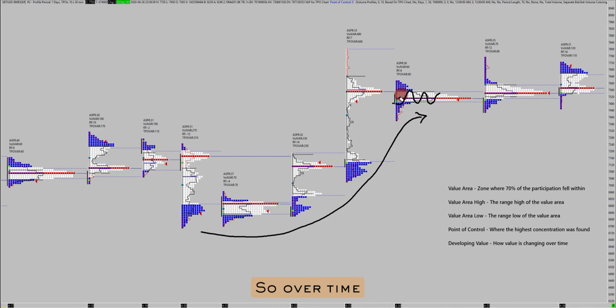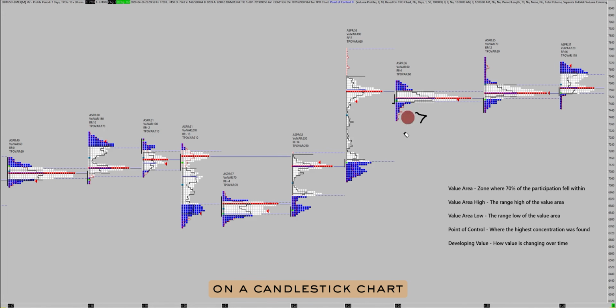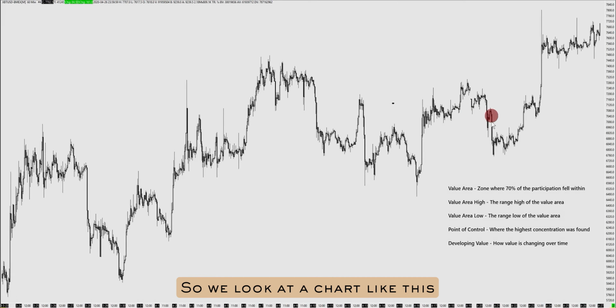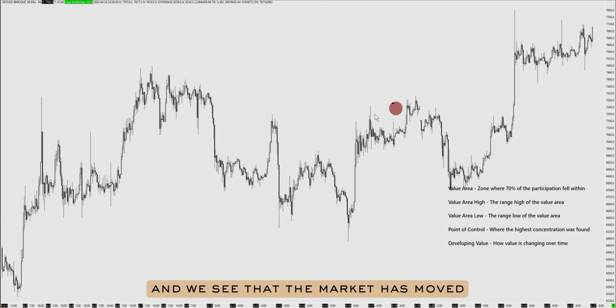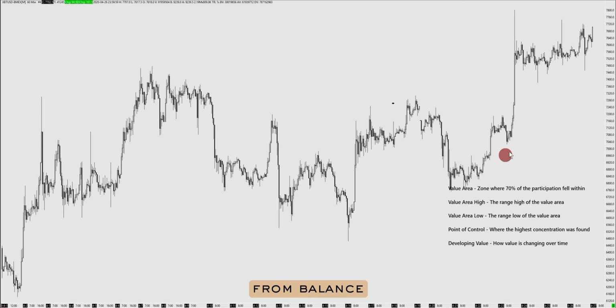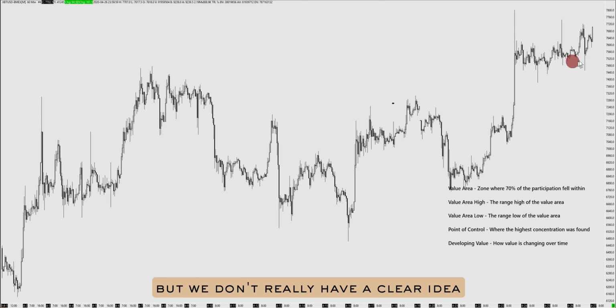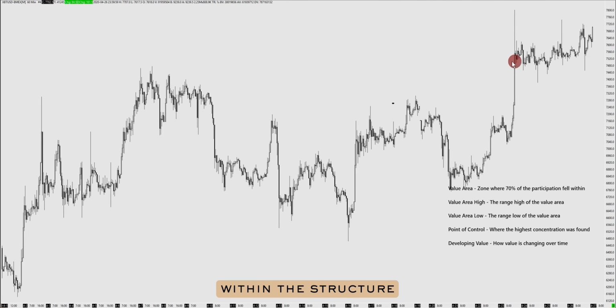Over time, if the market has been moving within a range, this gives us a very easy structure to look at. Because now we don't have to look at a structure on a candlestick chart where we would do something like this. We look at a chart like this and we see that the market has moved from balance to imbalance to balance again, but we don't really have a clear idea about where the most agreement occurred within the structure, where the most volume occurred.